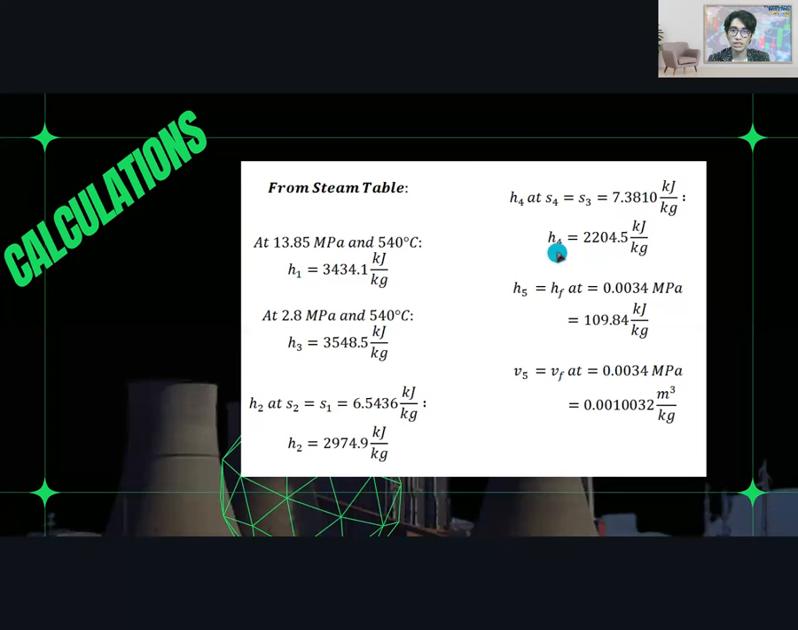Our H4 at entropy 4 equal to entropy 3, 7.3810, is equal to 2,204.5. Our H5 is equal to the enthalpy of saturated liquid at 0.0034 MPa, which is 109.84 kilojoule per kilogram. Our specific volume is equal to the specific volume of saturated liquid at 0.0034 MPa, which is 0.001032 cubic meter per kilogram.